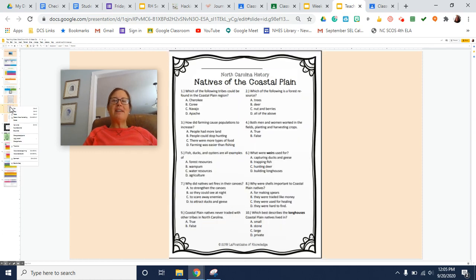And here we are back together. Let's choose our answer for 5. The correct answer is C, water resources. Now you're halfway through with your questions. How are you doing? Are you getting most of them correct? If so, that's wonderful. You probably understood the text.